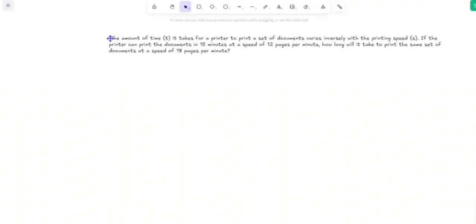Our inverse variation word problem: the amount of time T it takes for a printer to print a set of documents varies inversely with the printing speed S. The printer can print a document in 15 minutes at the speed of 12 pages per minute. How long will it take to print the same set of documents at the speed of 18 pages per minute?